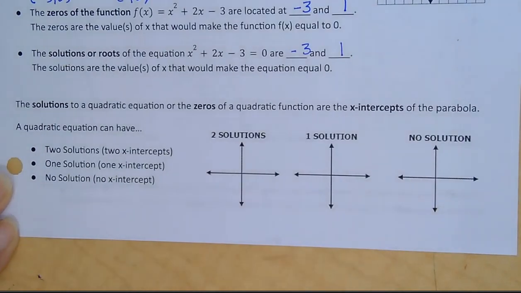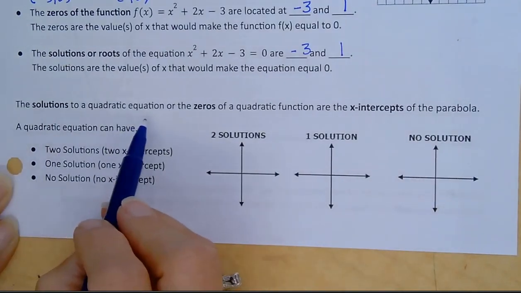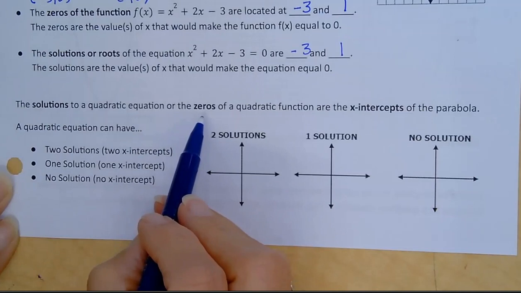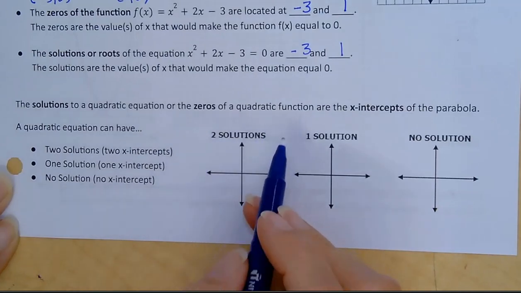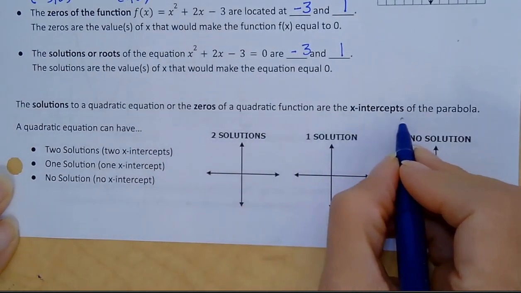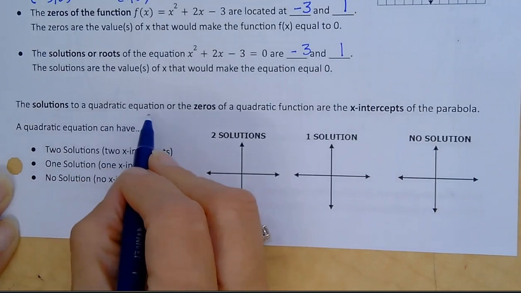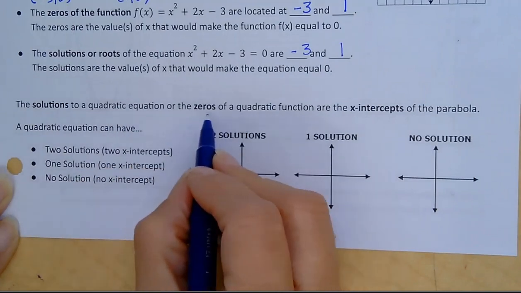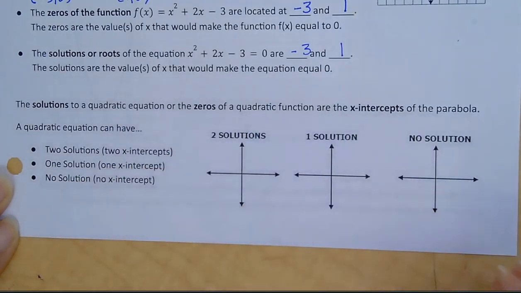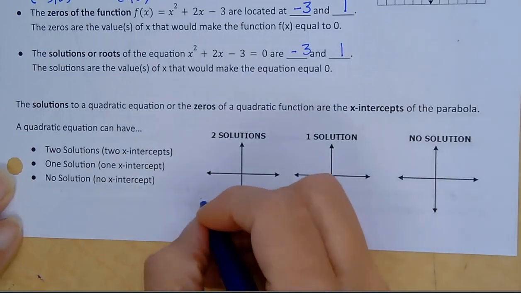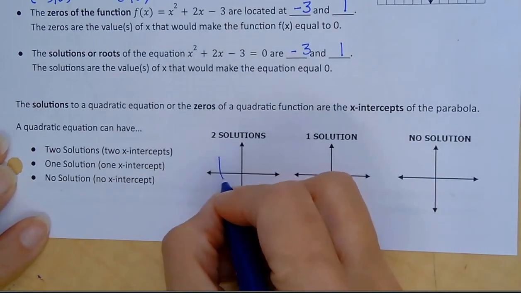Okay. So, solutions to a quadratic equation. The solutions to a quadratic equation, or the zeros of a quadratic function, are the x-intercepts of that parabola. Okay, again, the solutions to a quadratic equation, or the zeros of a quadratic function, are the x-intercepts of that parabola.